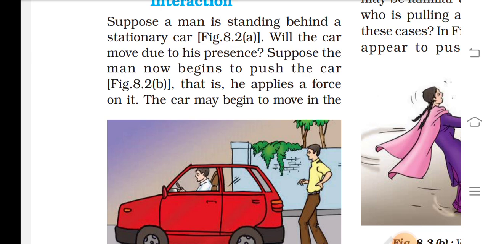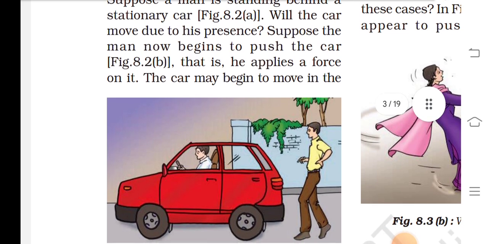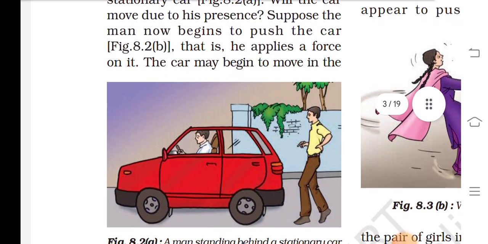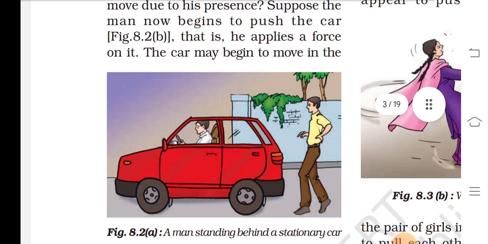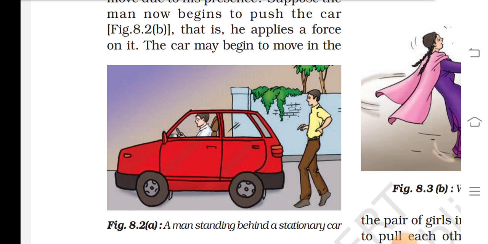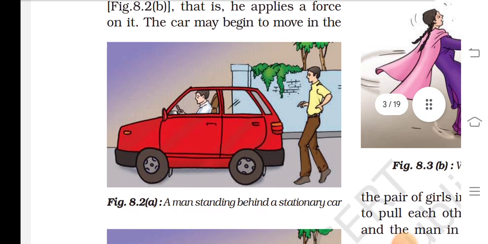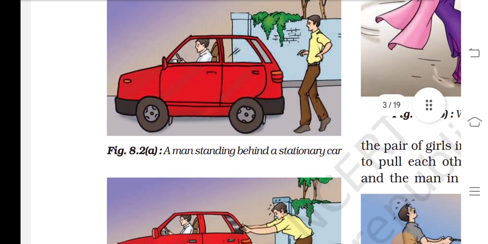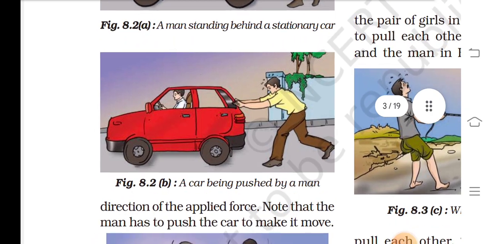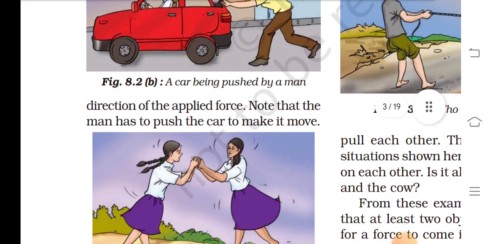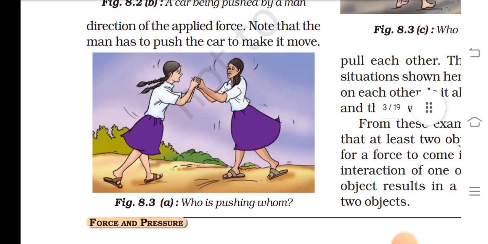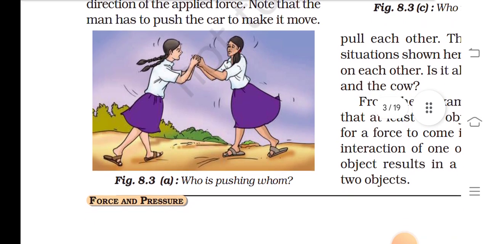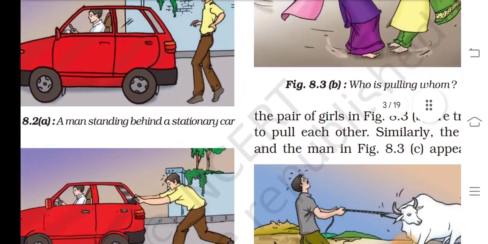Suppose a man is standing behind a stationary car. Will the car move due to the presence of the man? Suppose the man now begins to push the car, that is, he applies a force on it. The car may begin to move in the direction of the applied force. Note that the man has to push the car to make it move.